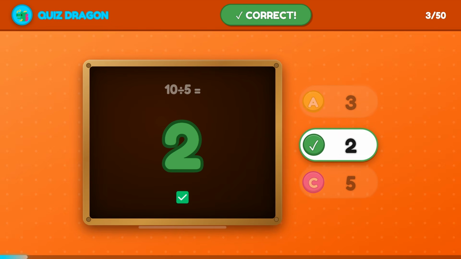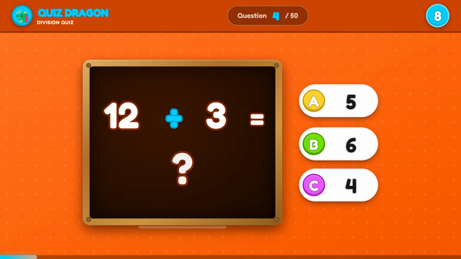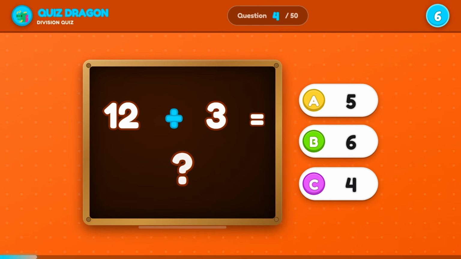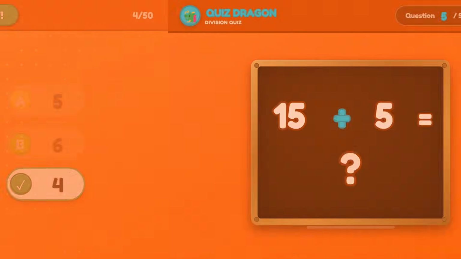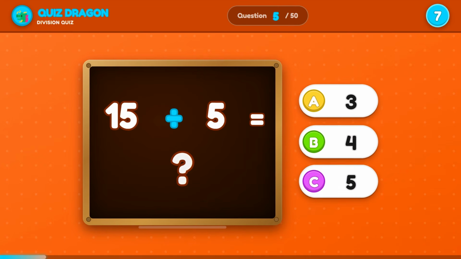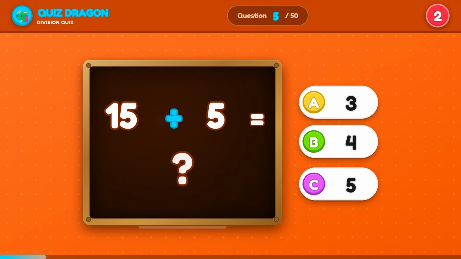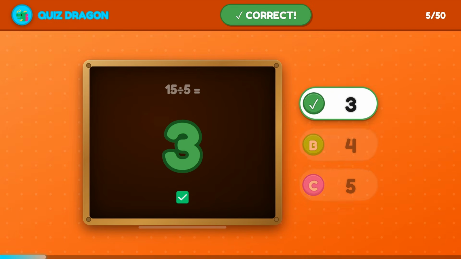The correct answer is B, 2. Question 4. What is 12 divided by 3? The correct answer is C, 4. Question 5. What is 15 divided by 5? The correct answer is A, 3.